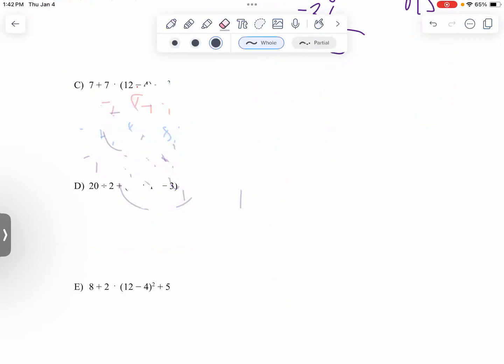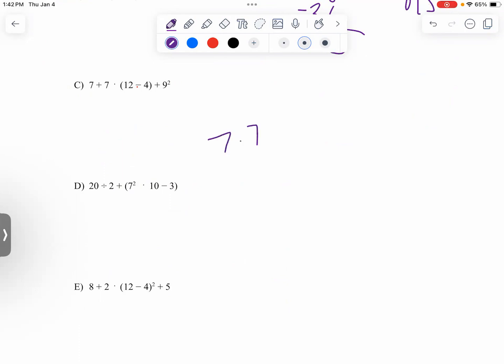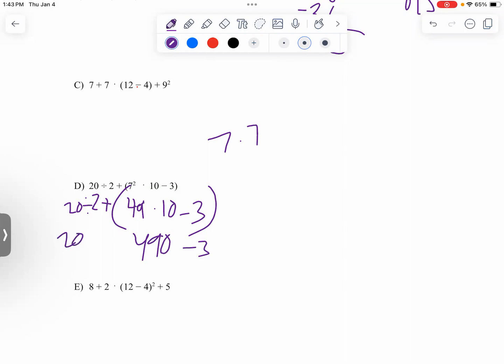All right, D, we have a parentheses with a bunch going on inside that we need to do. First, 7 squared. So 7 times 7 is 49. Times 10 minus 3 in the parentheses. And then 20 divided by 2 plus on the outside. So 49 times 10 is 490 minus 3. Recopy the rest of the problem.